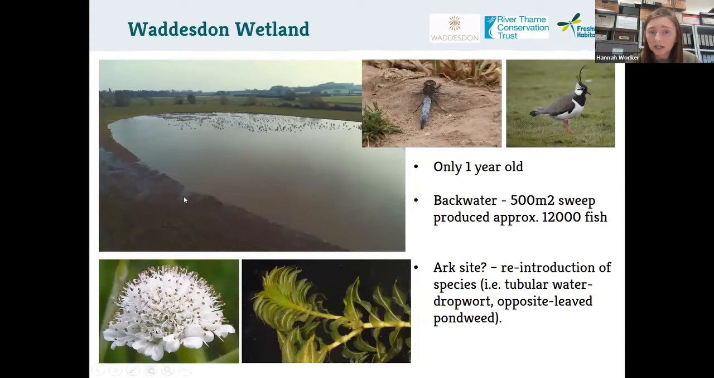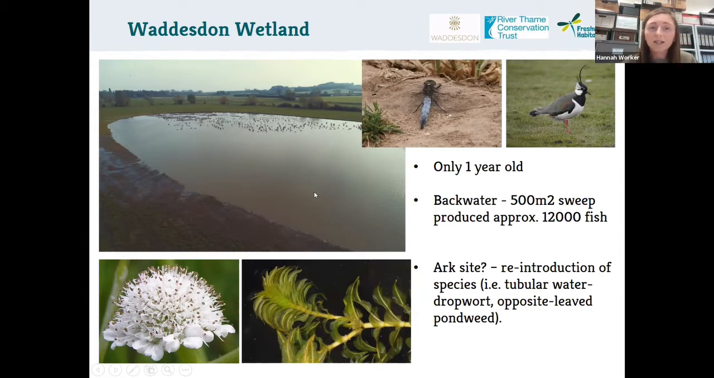So it's only a year old, so it does still look a bit like a muddy pit at the moment, but give it a couple of years. But we're already seeing lots of lapwing, so it's really good for wetland birds at the moment because you've got those really nice muddy margins. Black-tailed skimmers, again, they like quite early successional habitat, but nice to see them turning up. The EA came to survey the backwater the other day, with a 500 metre square sweep, and there are about 12,000 fish, so it's really nice to see it's already being used.